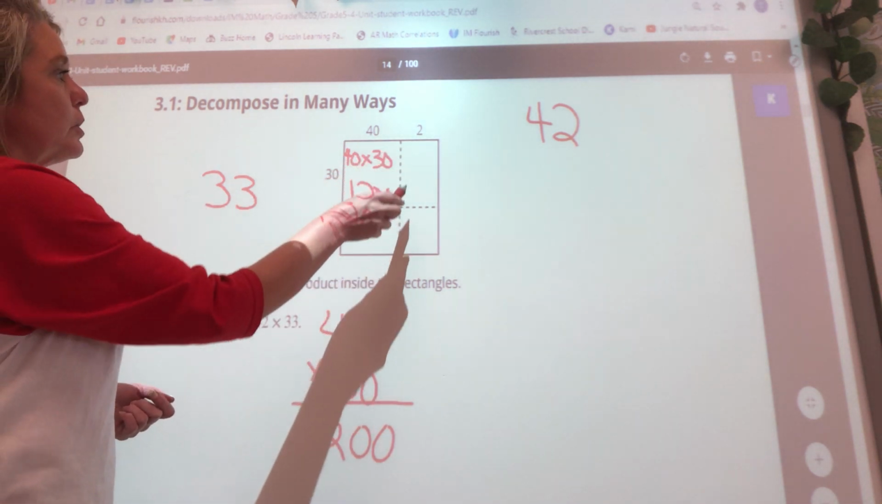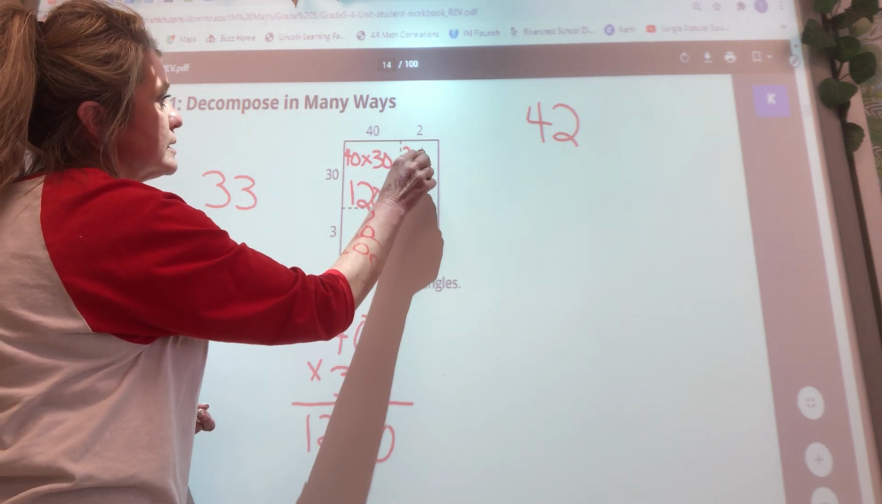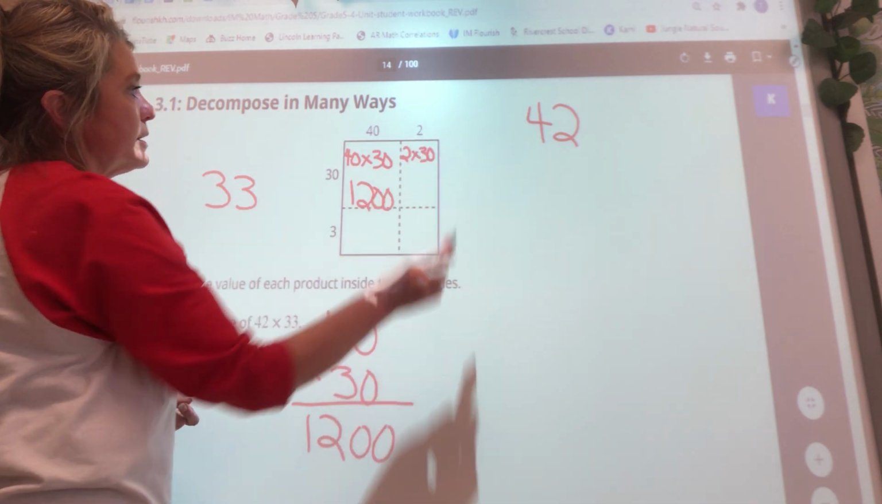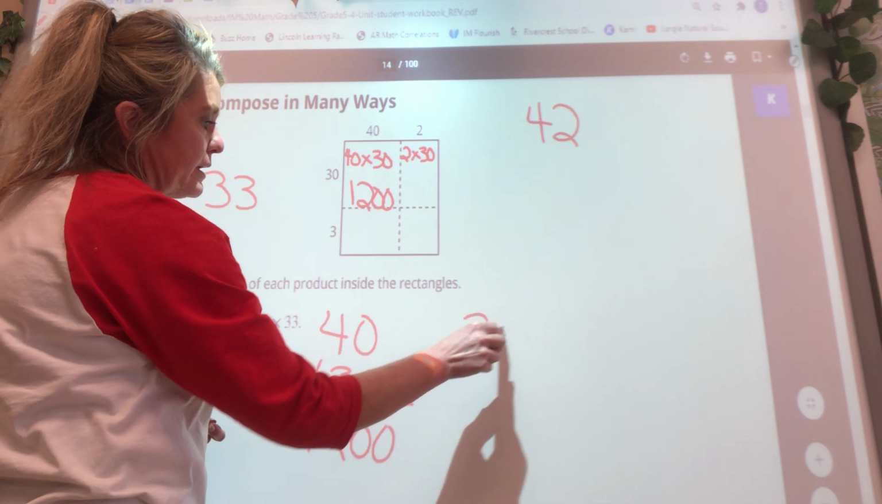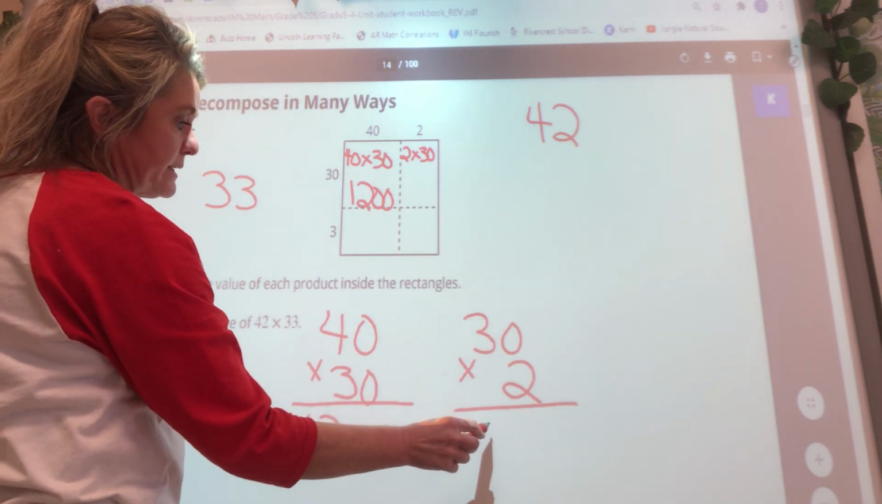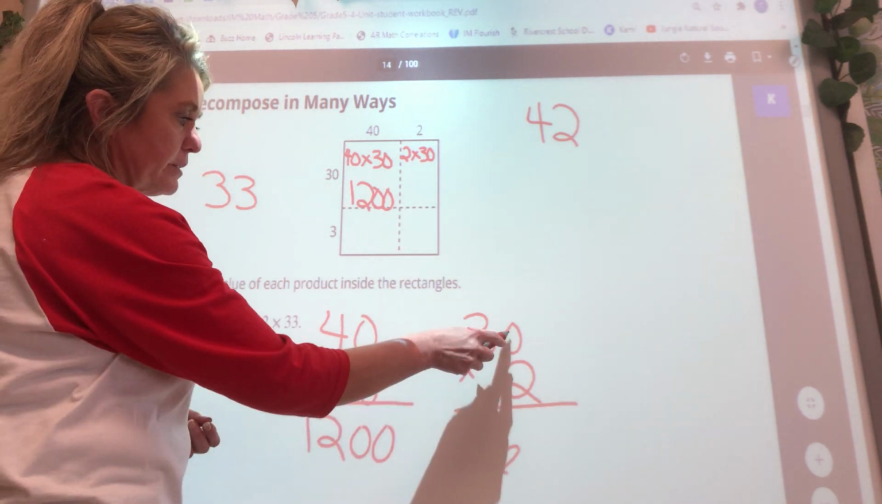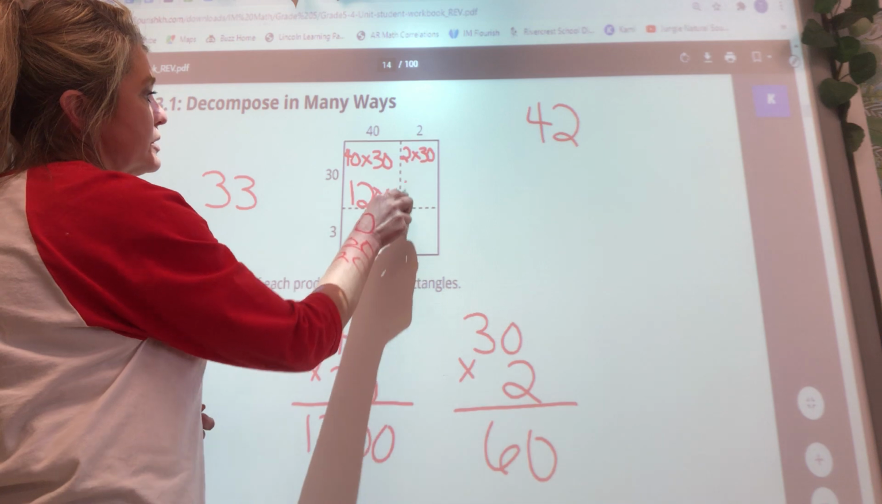Okay, in the second one, the two numbers associated with this box are 2 times 30. And again, quick math, 2 times 3 is 6. And how many zeros had we not done anything with? This one. So we know this is 60.